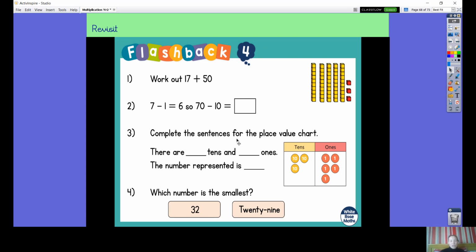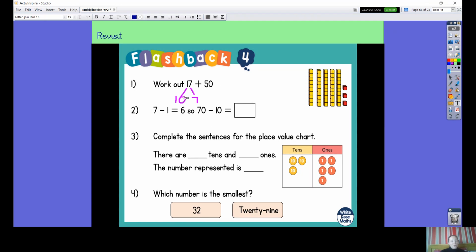Okay, so now you've had a chance to look at these questions, let's have a go ourselves. So I'm going to actually partition this one out. So I need to work out what 17 add 50 is. Well, I know that that means 10, and that means 7. And now I can add those together really easily. 50 add 10 is 60. 60 and 7 more is 67. So that's 67.